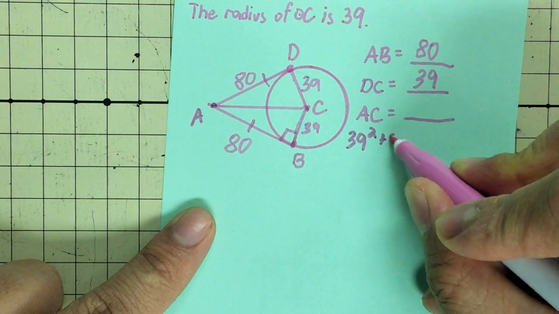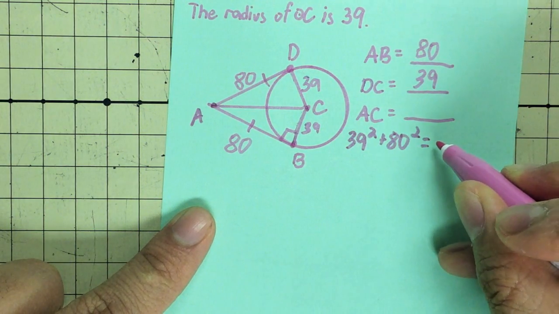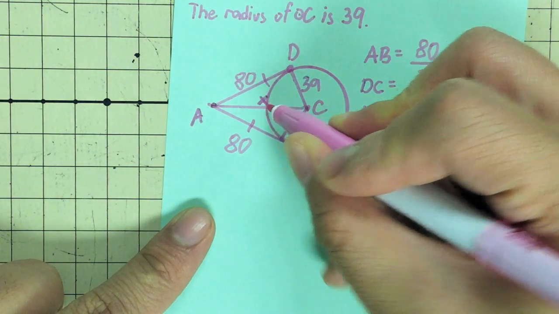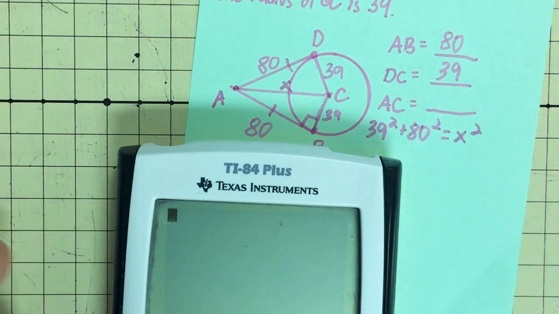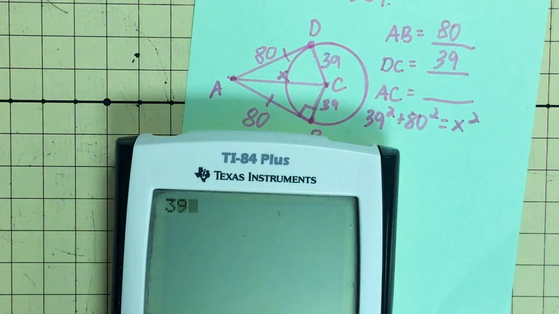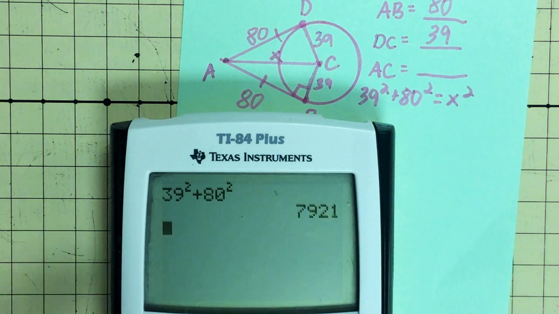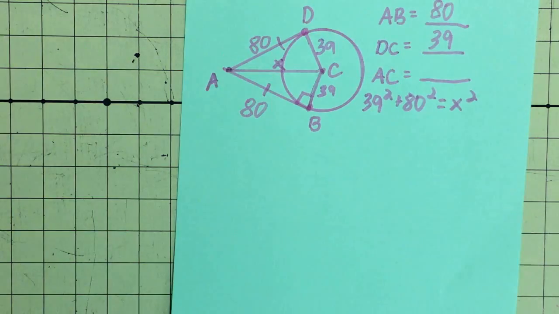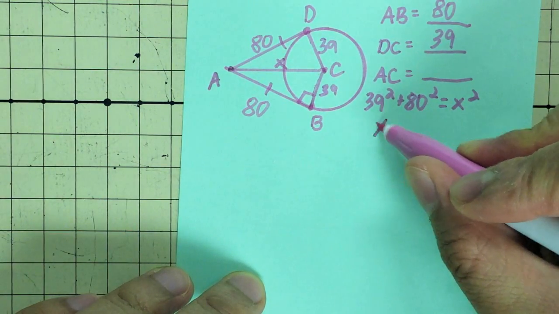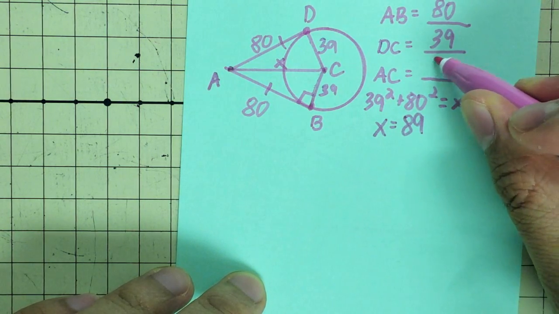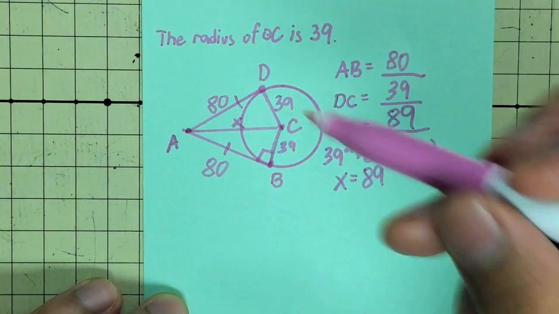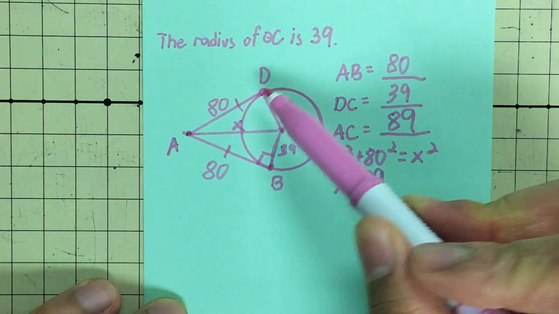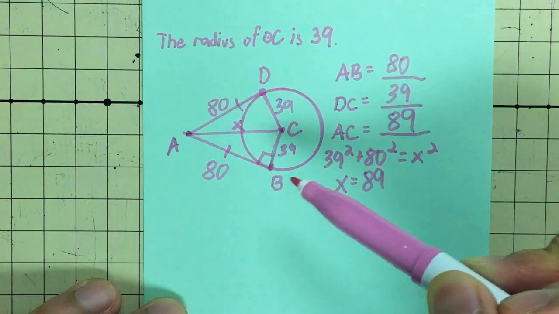So we have 39 squared plus 80 squared equals, let's go ahead and call this part x, x squared. So what I can do is 39 squared plus 80 squared and take the square root of that number to get x equals 89. Alright, so there you have it. The important part here is AD is congruent with AB.